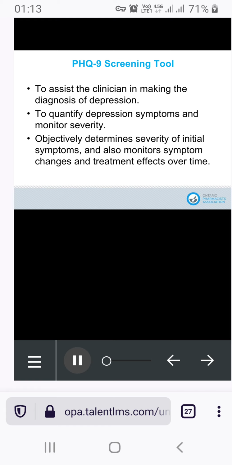The PHQ-9 screening tool is to assist the clinician in making the diagnosis of depression, to quantify depression symptoms and monitor severity. It objectively determines the severity of initial symptoms and also monitors symptom change and treatment effects over time.